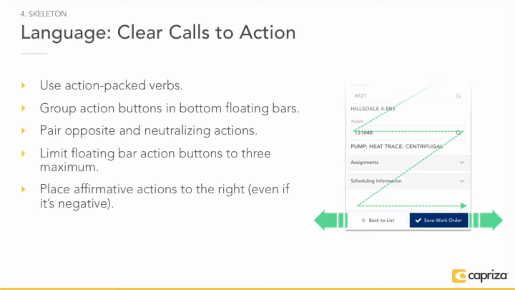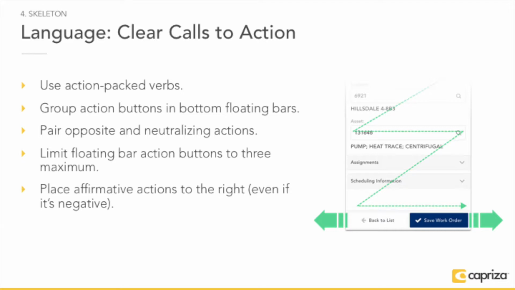First and foremost, always use action-packed verbs and keep them short and sweet. Save, submit, approve, delete, etc. More time spent reading equals more time required to make a decision. Next, group action buttons in bottom floating bars. Having action buttons immediately available without the need to scroll makes things easier for the user.